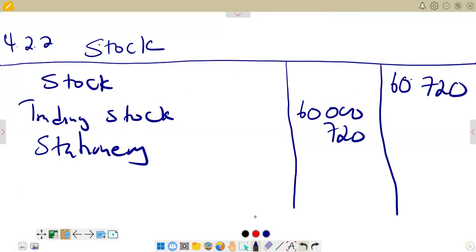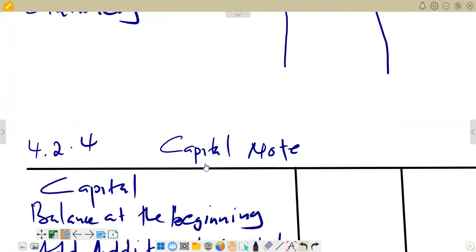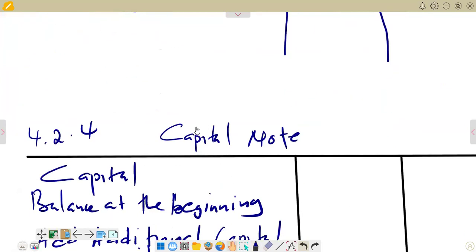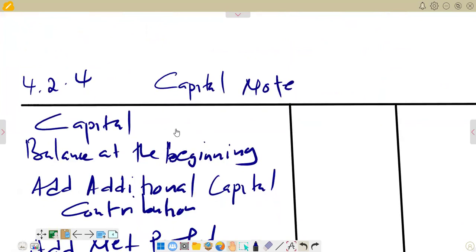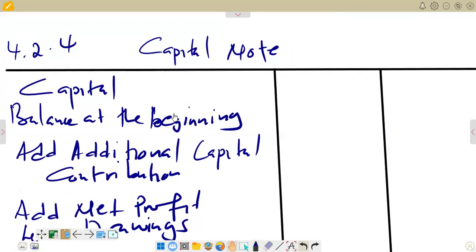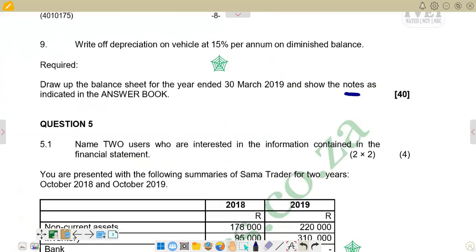Then obviously we also want to prepare the note for the capital. If we come here, you would see that this is the note we have. At the beginning of the year is where we're going to start, and then we put the total for the capital in this column. So we start with the balance at the beginning. We go back there to check what the capital balance is at the beginning.